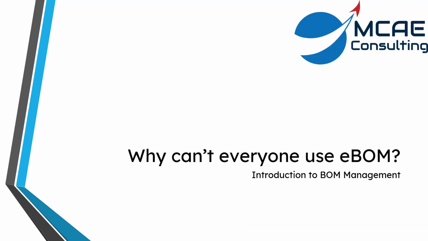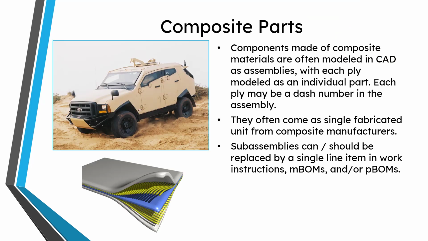So let's talk about why can't everyone use the engineering bill of materials, or why can't there just be one single bill of materials that's used throughout your entire enterprise? So first off, let's take a look at composite parts. The way that composite parts are designed in CAD is oftentimes you'll end up modeling each individual ply of the composite as its own individual part. And if it's its own individual part in CAD, it's going to have its own individual part number.